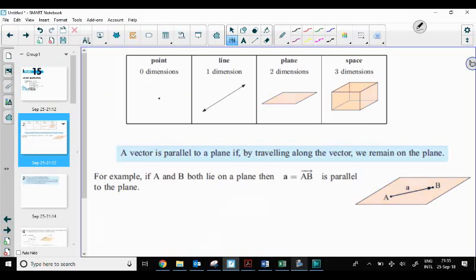Okay, zero dimensions, that's a point. A line has one dimension, a plane has two dimensions, a space has three dimensions. This is obvious to you, I hope. Dimensions don't stop there from a mathematical perspective.